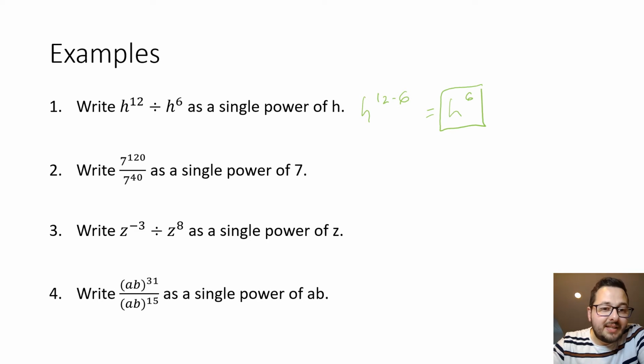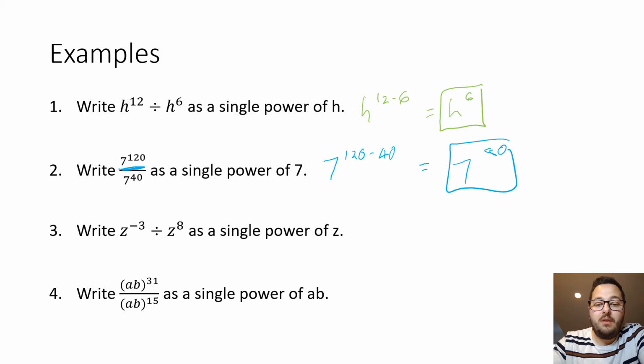The next one says write 7 to the power of 120 over 7 to the power of 40. Now this fraction is the same as divide, isn't it? That's the same as saying 7 to the power of 120 divided by 7 to the power of 40. So this is the same as 7 to the power of 120 minus 40, which is 7 to the power of 80. Okay, and then number 3, we want to write z to the minus 3 divided by z to the 8. So this is z to the minus 3 minus 8. And minus 3 minus 8 is minus 11.